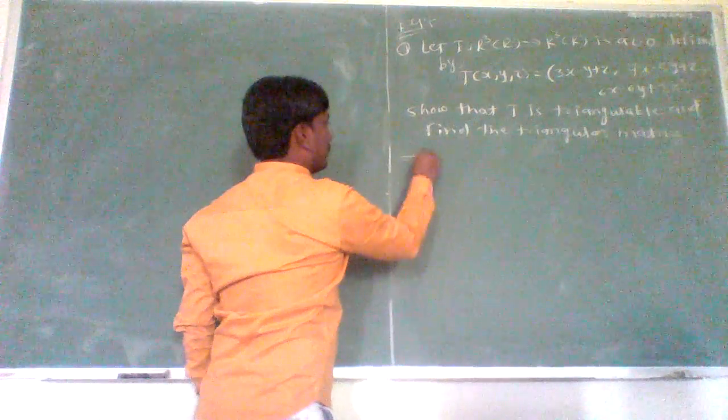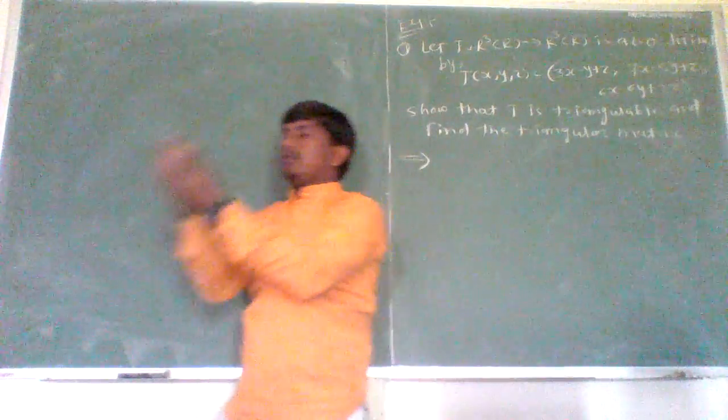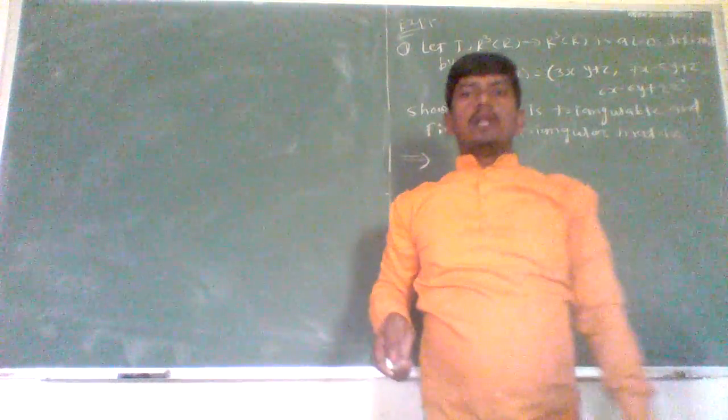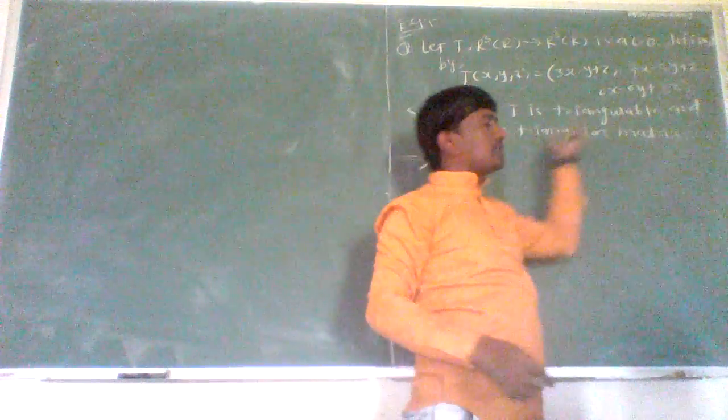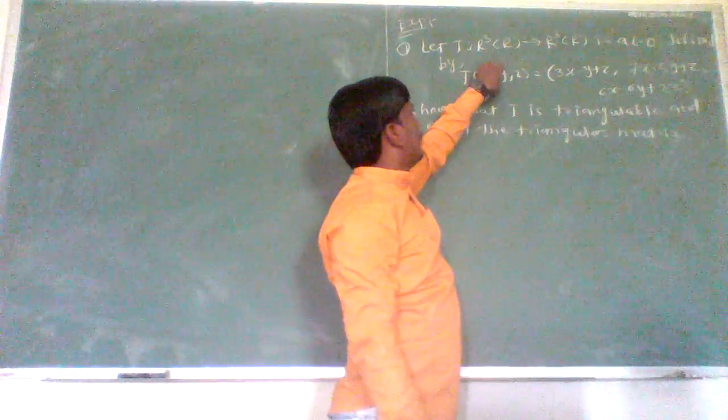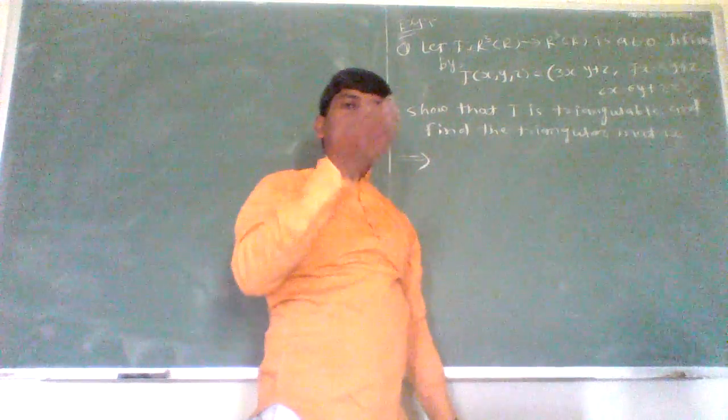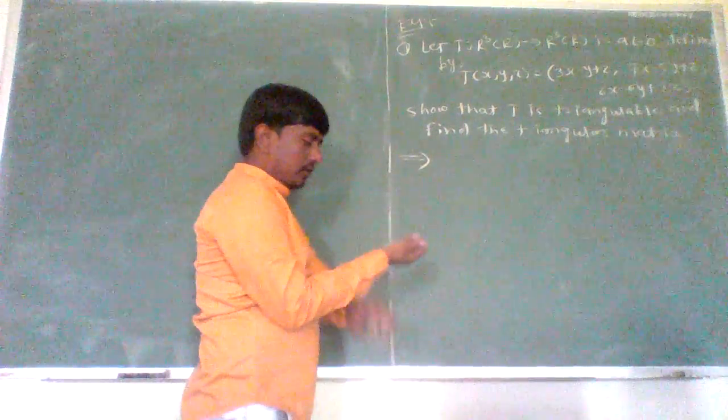Okay. So here we are given a linear operator T which is defined from R3 over R to R3 over R, and which is defined by T of (x, y, z) is equal to (3x minus y plus z, 7x minus 5y plus z, 7x minus 6y plus 2z). Now we have to show that this T is a triangulable operator and we have to find the corresponding triangular matrix. First we have to find its matrix, that is, the matrix of the given linear operator. After that we have to find out whether it is triangulable or not.